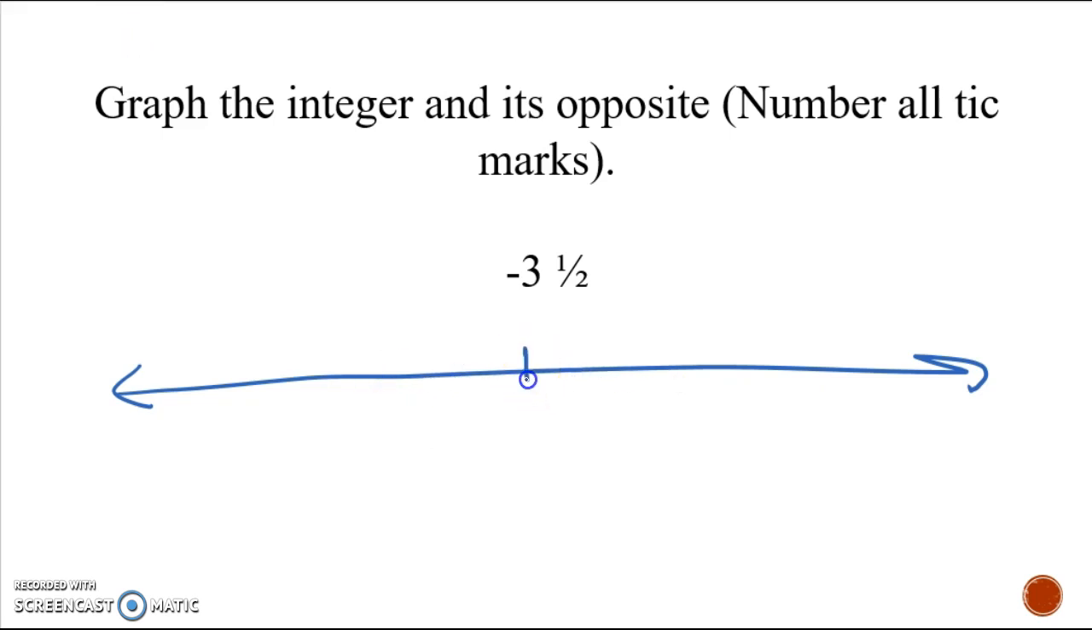So I'm gonna put 0 in the middle. 1, 2, 3, -1, -2, -3, and then I actually need to go up to 4. All right, so like we talked about in class, the point doesn't have to be exactly on your graph. You can kind of estimate a little bit. So I know -3.5 is over here because it's halfway in between -3 and -4. And then the opposite would be halfway in between +3 and +4. So as long as you had that, you would get all of your points for that one.